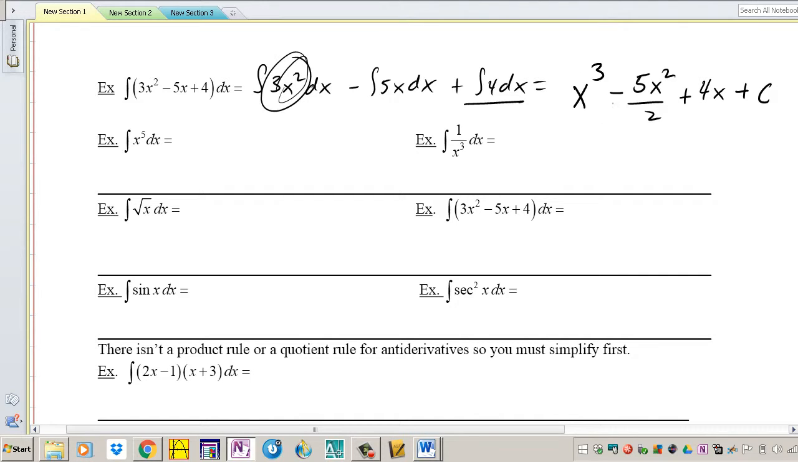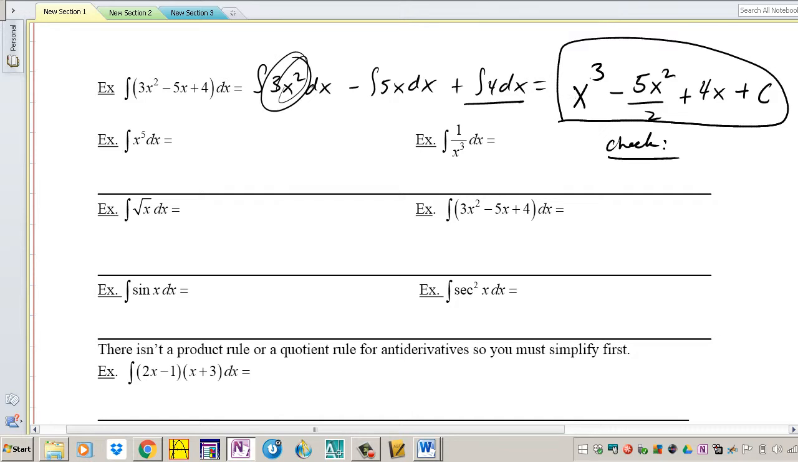Now, a quick check. How do we check to see this is true? Let's go ahead and take the derivative of everything here. What's the derivative of x cubed? It's 3x squared. The derivative of 5x squared over 2 is going to be 5x. The 2's will cancel when you bring down the 2, and then plus 4, and you see that you have your derivative there. So that is one way to check. Let's go ahead and move on to the next problem.